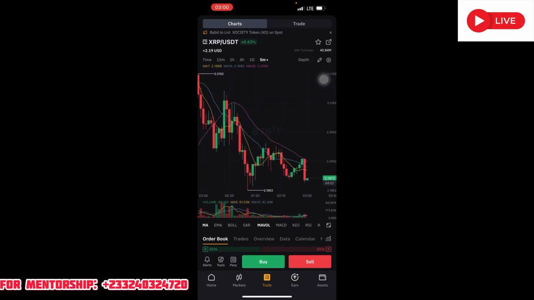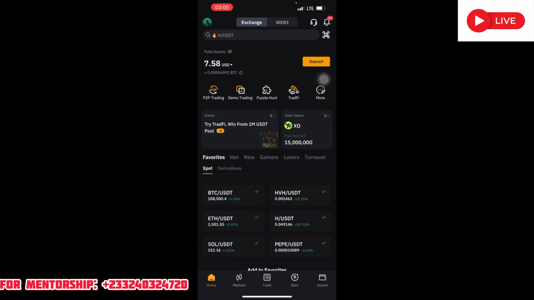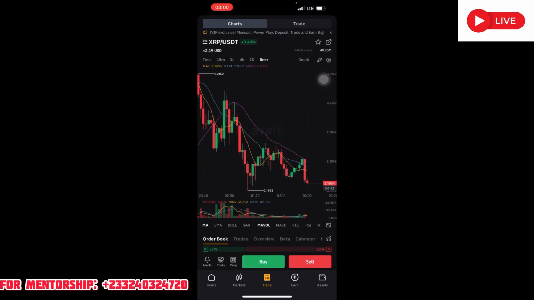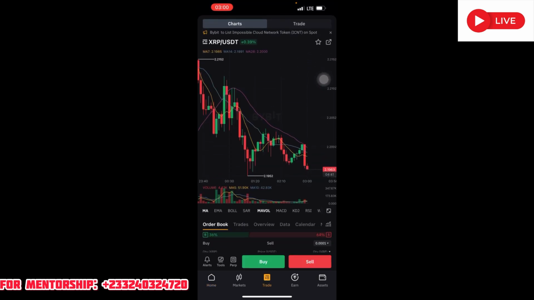So today I want to do a live futures trade for you. I want to do XRP and I want to trade with just $7. When I go to my trade here, you can see that it's currently falling.